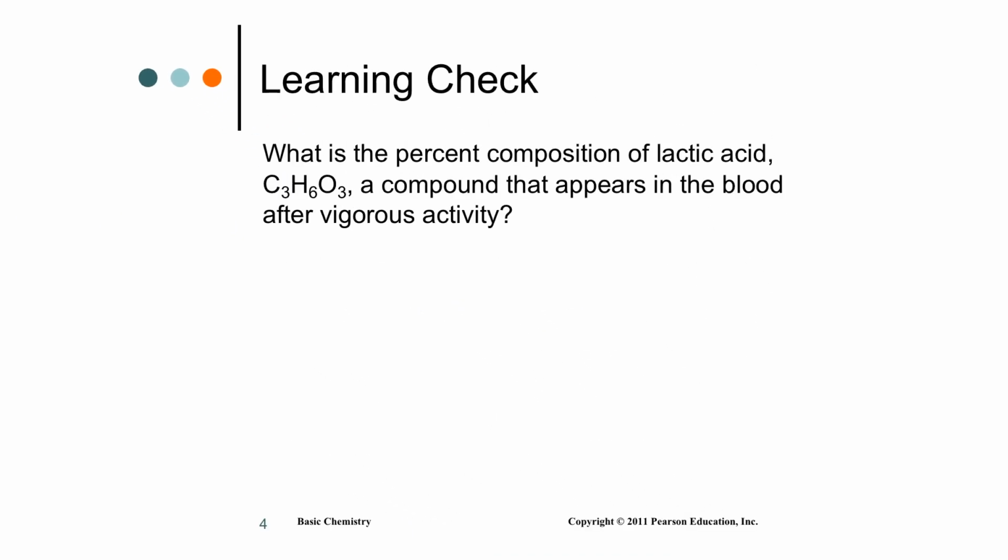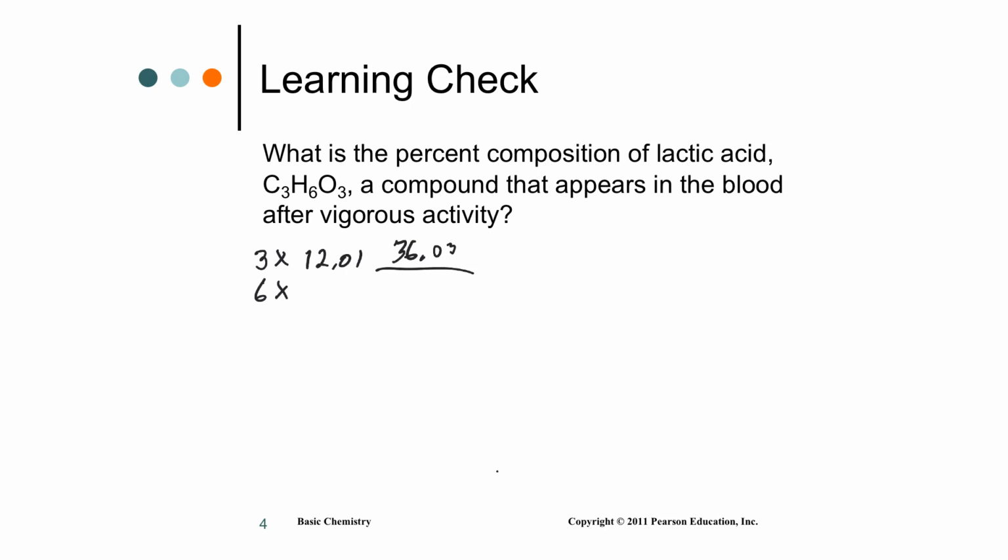Here's another example. What is the percent composition of lactic acid? Lactic acid appears in the blood after vigorous activity. It's what makes you sore after you exercise, the lactic acid in your muscles. Well, I know that carbon is 12.01 grams per mole. That's the number on the periodic table. I've got 3 of them, so 12.01 times 3 is 36.03.